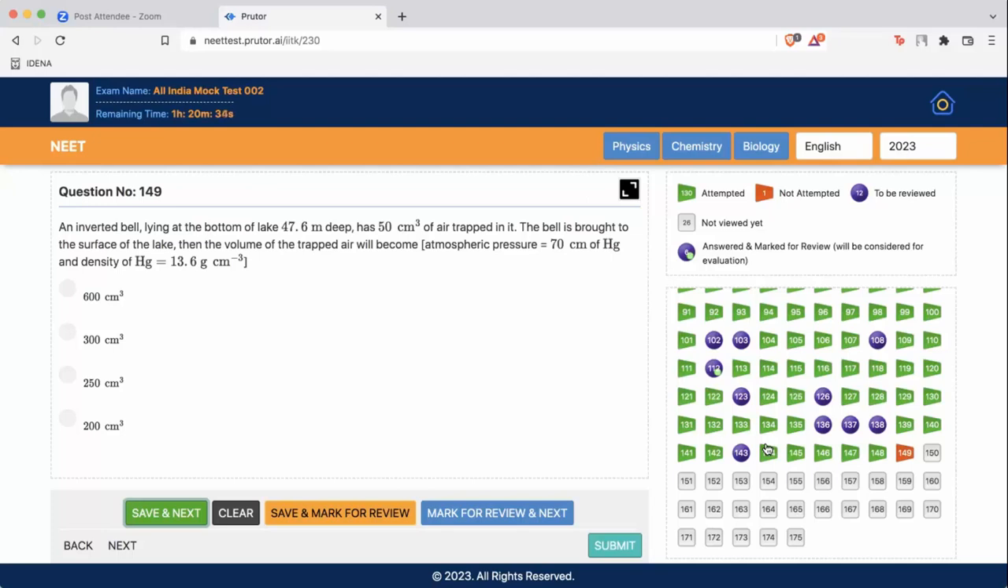They've given the units we need to solve the question, so we should go ahead according to that. 70 cm Hg, so we're solving it in centimeters. 70 into 10 power minus 2 meter Hg into the volume of the air, some x. Plus H: 70 into 10 power minus 2 plus 47.6 into rho g, with rho being 13.6 g per centimeter cube. Let's just convert it to cm and then finally we get, anyway, the answer is in cm, so we don't need to talk about much more. 215.